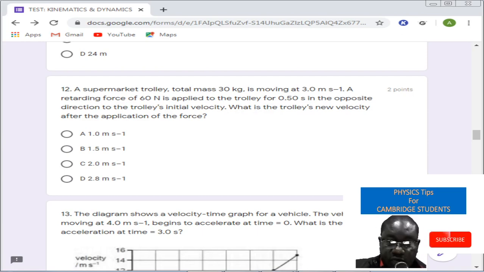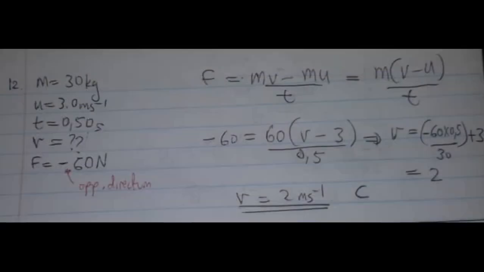Now, again, this one we need to work it out so that we show how it's going. So we list what we have. We do have the mass, we do have the initial speed, that is 3. We do have time, 0.5 seconds. We do not have v. And then the force is going to be minus 60 in this case, because this force acts in the opposite direction to the motion. So we write it as minus 60.